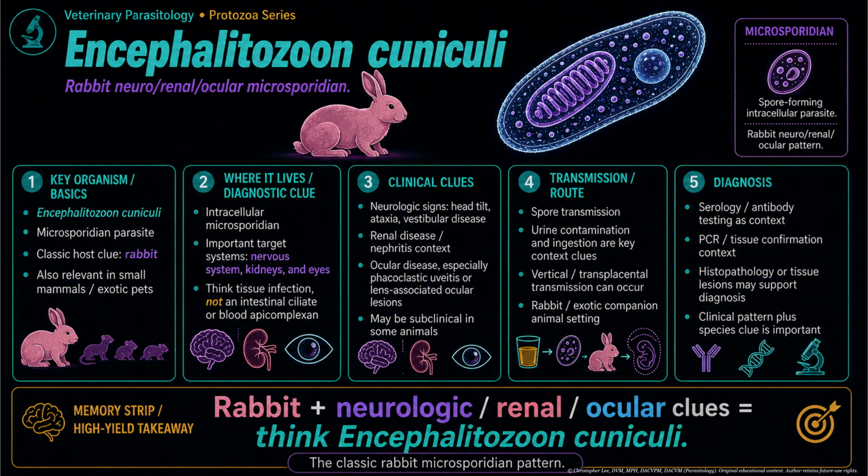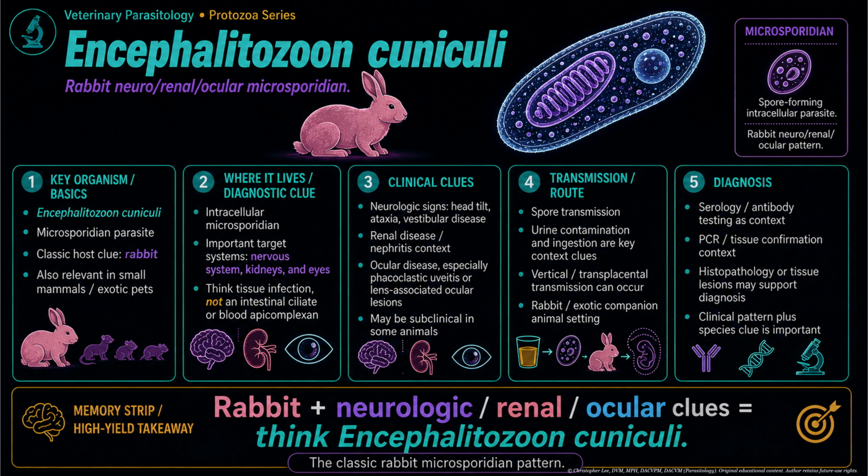Encephalitozoon cuniculi is a spore-forming intracellular microsporidian associated most strongly with rabbits. The name is useful. Encephalo points to the brain. Zoon means animal, and cuniculi refers to the rabbit. Microsporidia are literally small spores, but their clinical effects can be anything but small. Think in three target systems: nervous system, kidneys, and eyes.